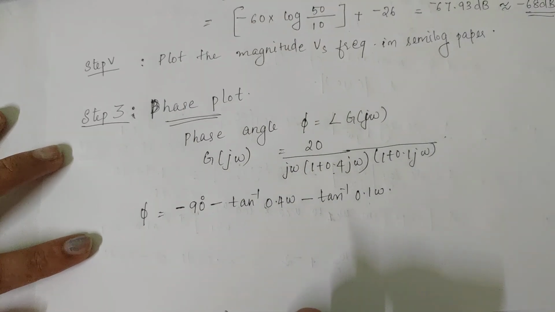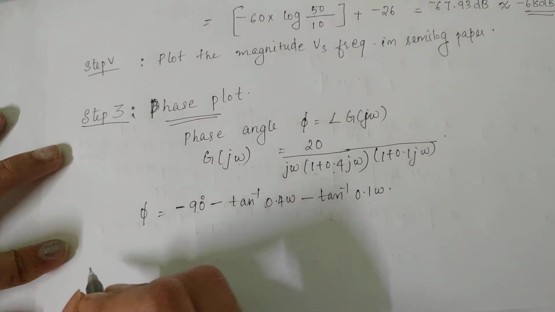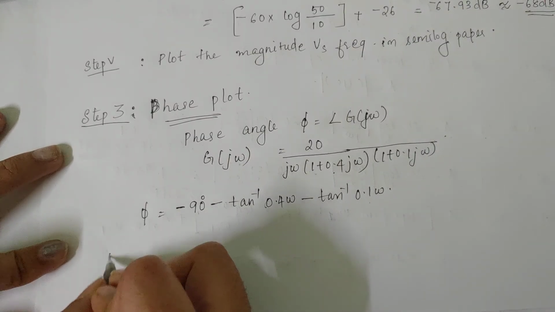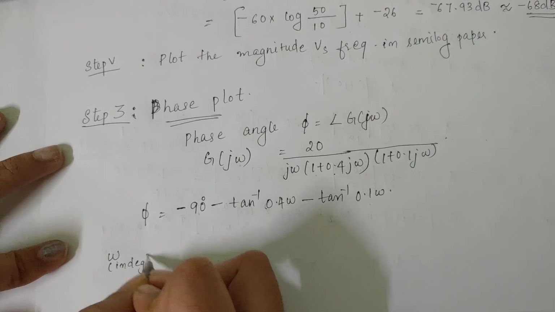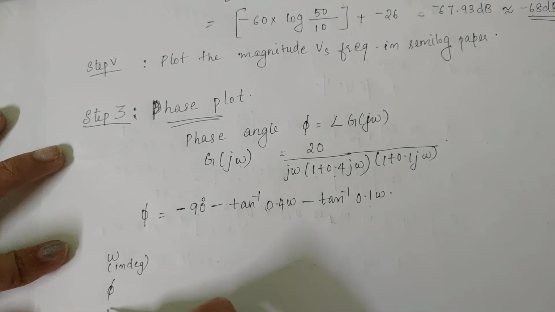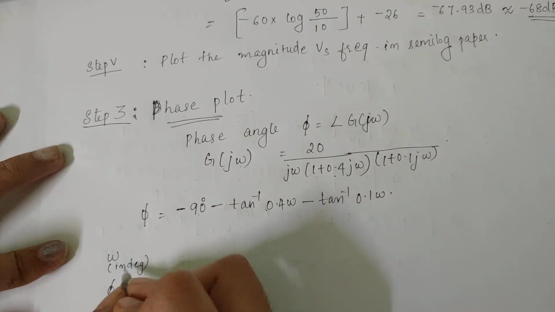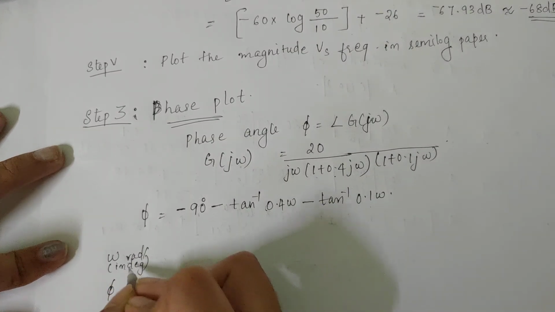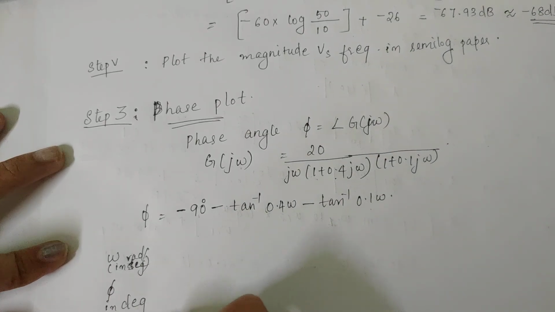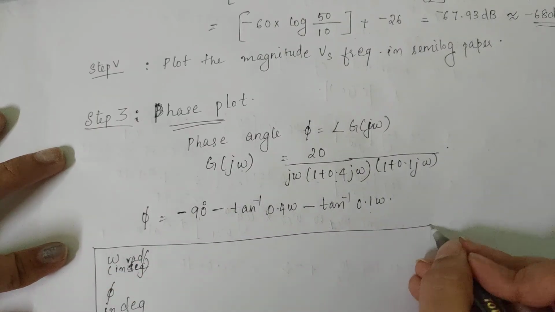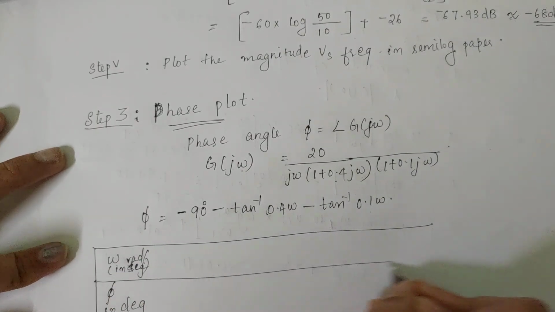Now we have to make the tabular column with omega in radians per second and phi in degrees. Okay, I have to make the tabular column.